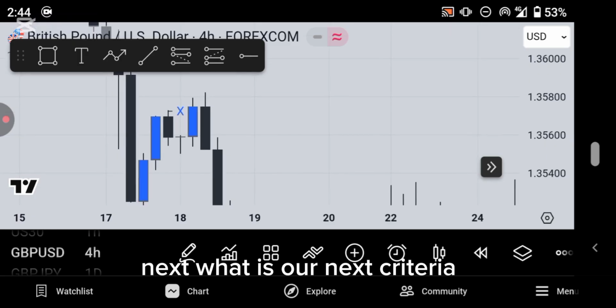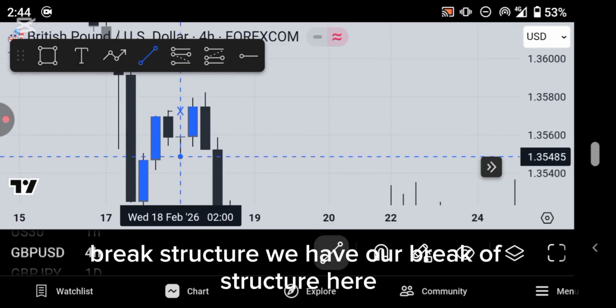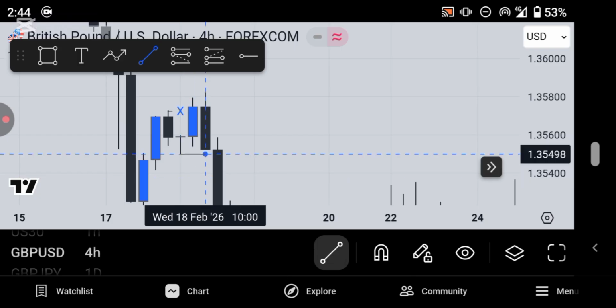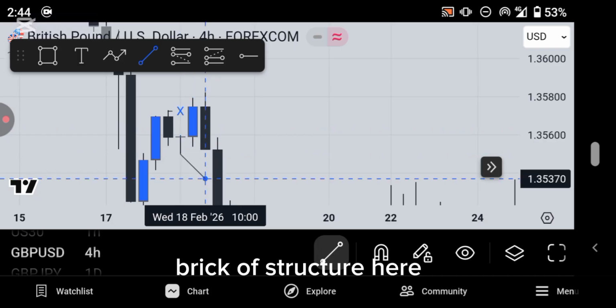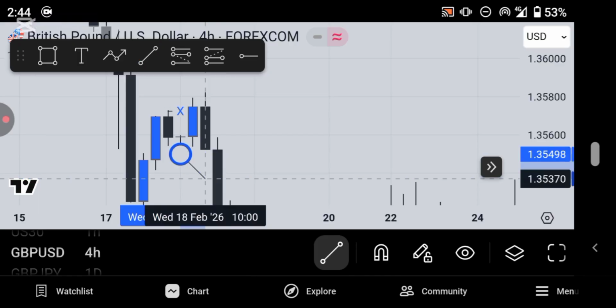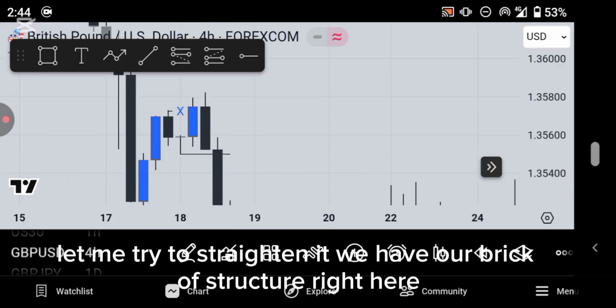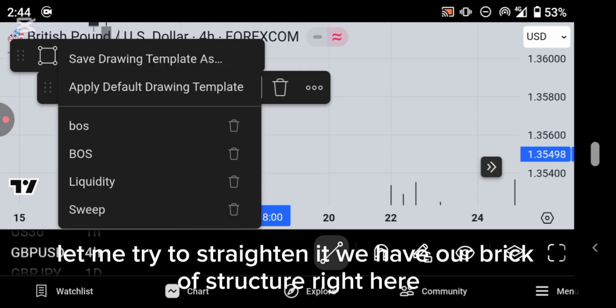Next, what is our next criteria? Break structure. We have our break of structure here. Let me try to straighten it. We have our break of structure right here.